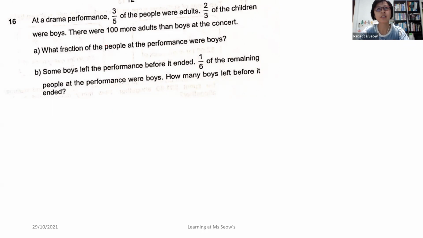Now, if you were to take a look at the first sentence, it talks about 3/5 of the people being adults. Here we could say that because, as a whole, adults and non-adults make up everyone, that will be one whole. If 3/5 were adults, that means non-adults, which means children, would be 2/5. Okay, so we start off by drawing a model.